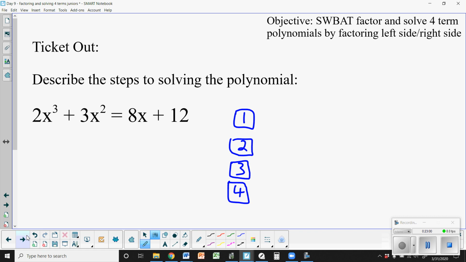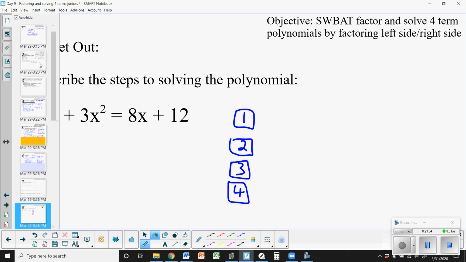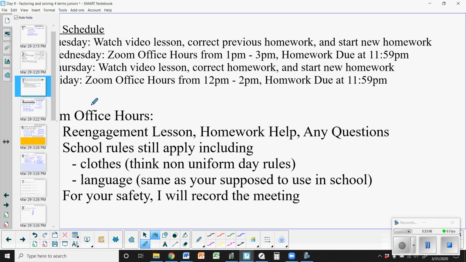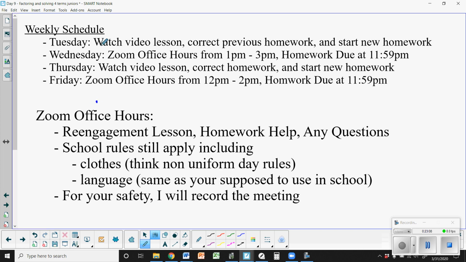So again, let me just go back to what we have for our schedule here. Remember, today you're watching the video lesson, which is this. Today we didn't have homework, so you're not going to be correcting previous homework, but you're going to start the new homework. Then tomorrow from 1 to 3, Zoom office hours. That's the link that you can click in the assignment. And your homework is due at midnight tomorrow night.